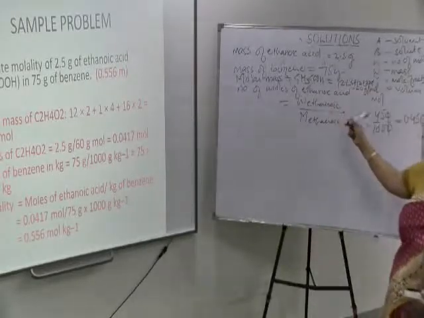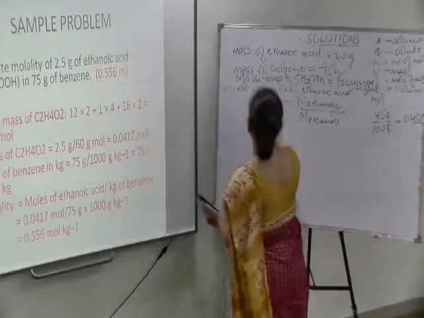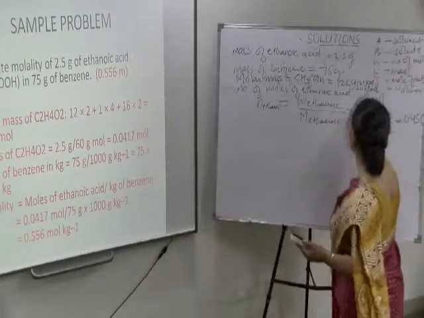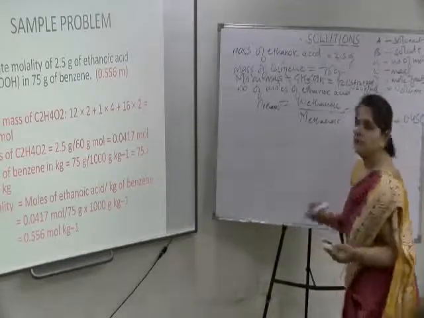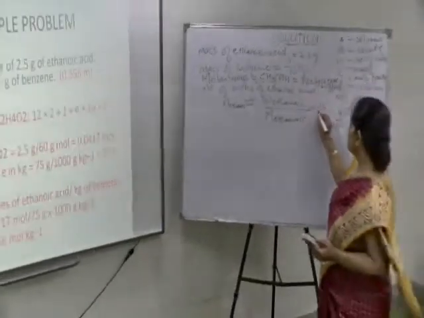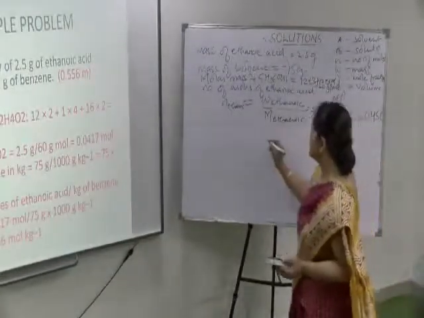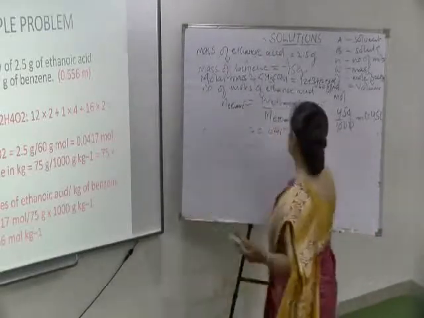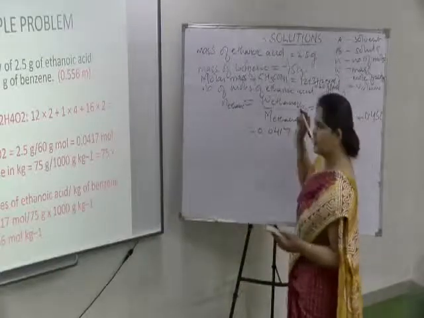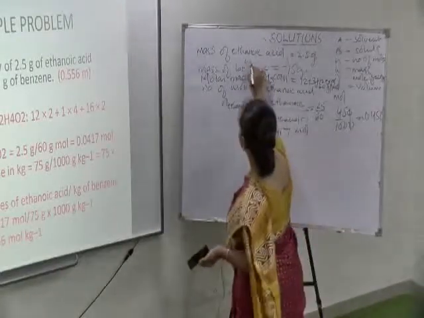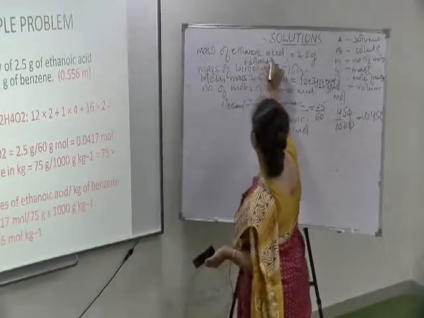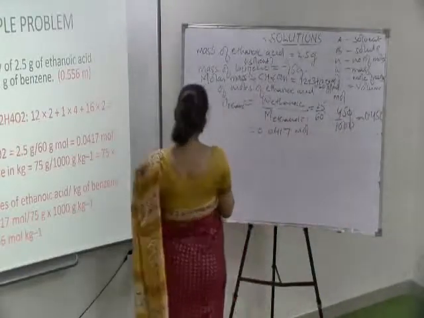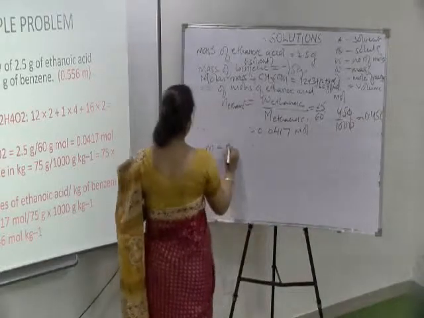So that means for calculating the number of moles of ethanoic acid, you need to divide the given mass, which is 2.5 gram, by the molar mass of your ethanoic acid, which was 60. This comes out to be 0.0417 moles. The mass of the solvent, which is the benzene over here, is already given to you. But it is in gram, whereas you need it in kgs.